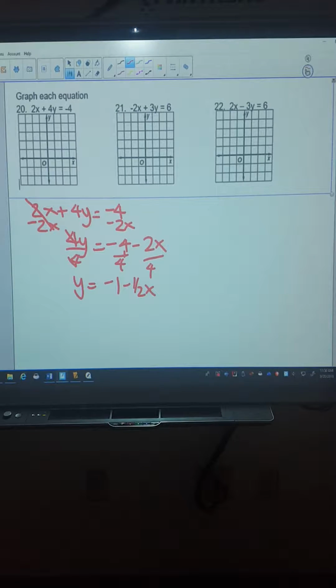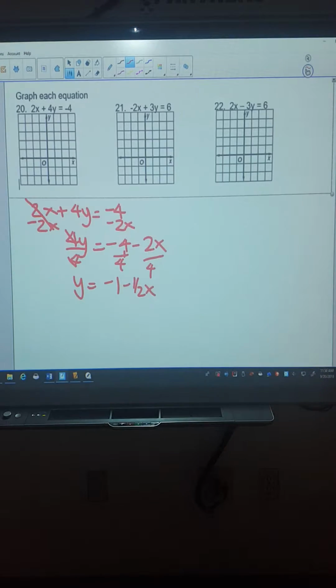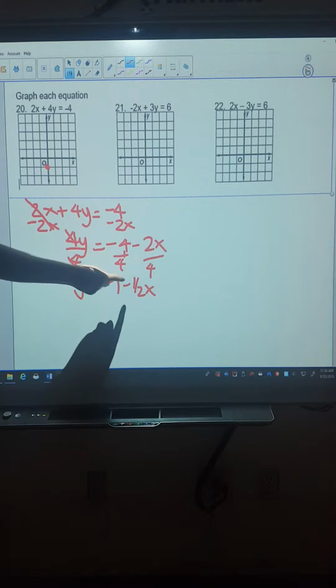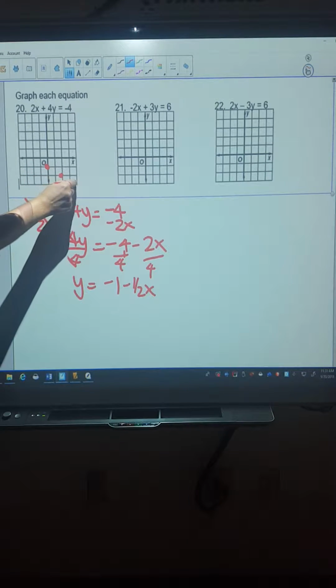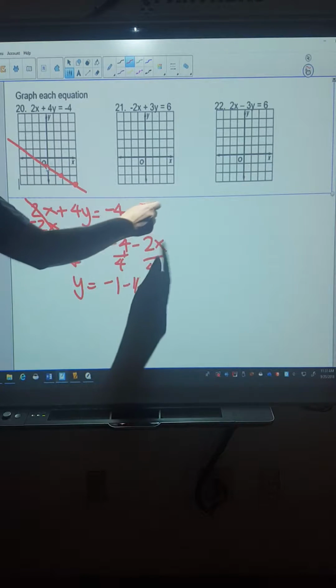Then we can use the same method that we used for 13 through 16. Once they start with y equals, then I can use slope-intercept form. So they start at -1, and a slope of -1/2 means I go down 1 and across 2, down 1 and across 2, and then I can join it up. All right, number 21.